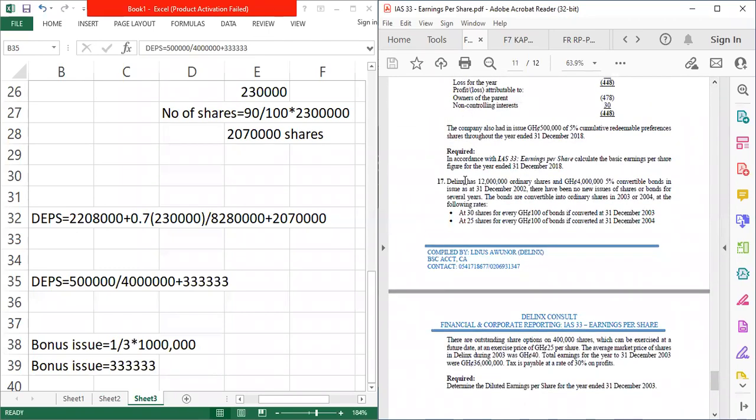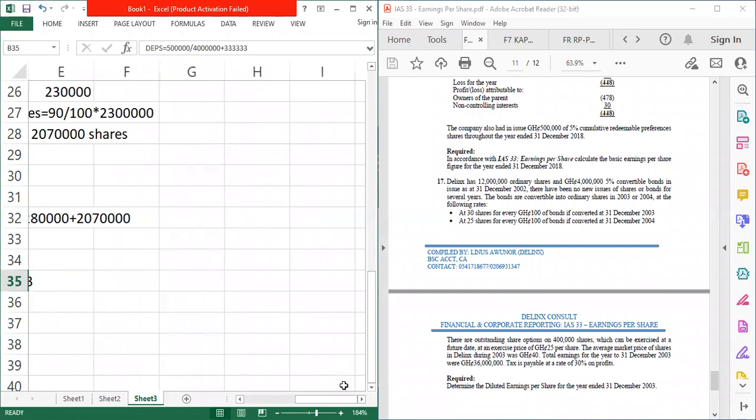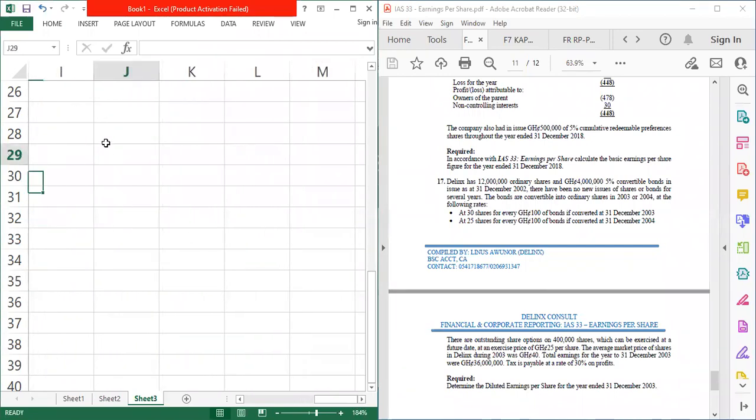Okay, let's look at question 17. The Lynx has 12 million ordinary shares and 4 million 5% convertible bonds in issue as at 31st December 2002. There have been no new issues of shares or bonds for several years. The bonds are convertible into ordinary shares in 2003 or 2004 at the following rates.